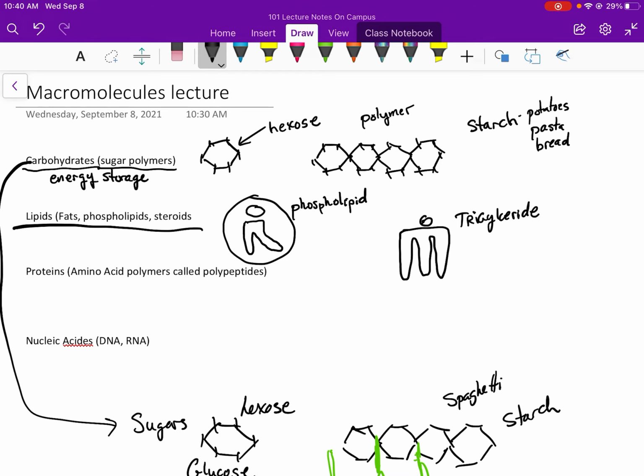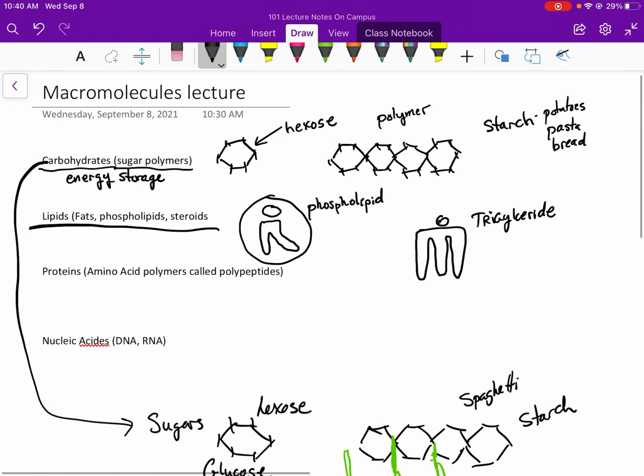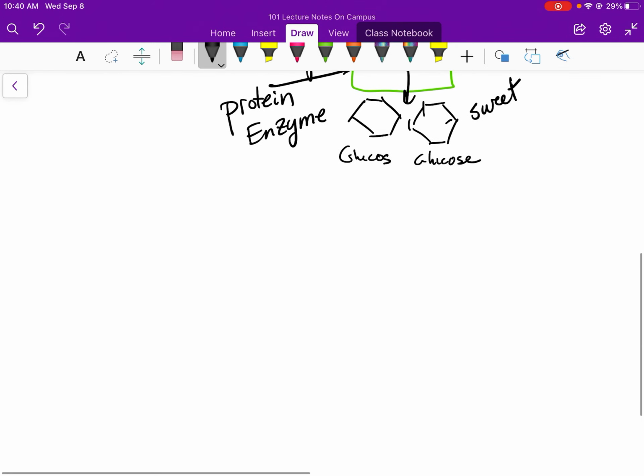All right, and in a few minutes, I will show you some examples from the PowerPoint where you can look at their actual drawings of these things. For now, let's page down and take a look at lipids.